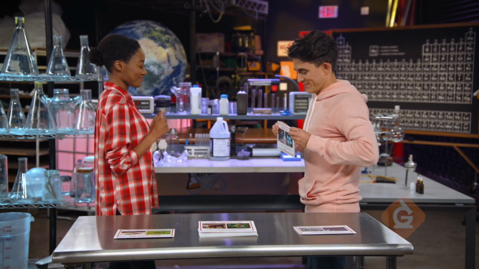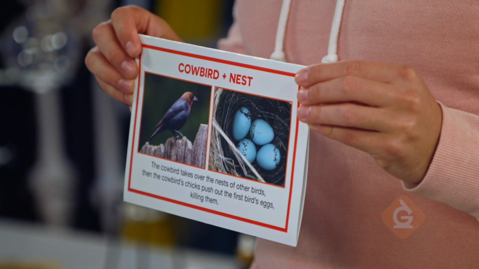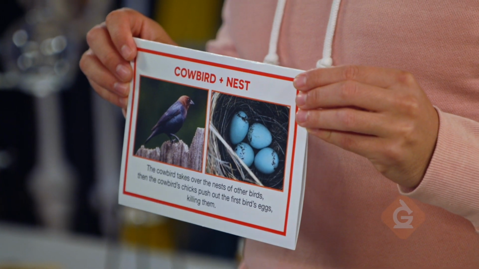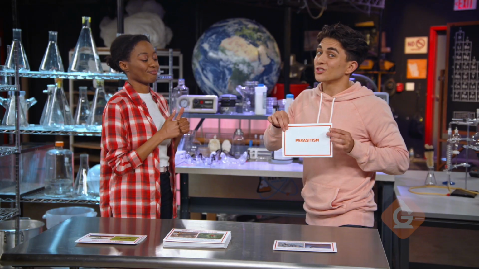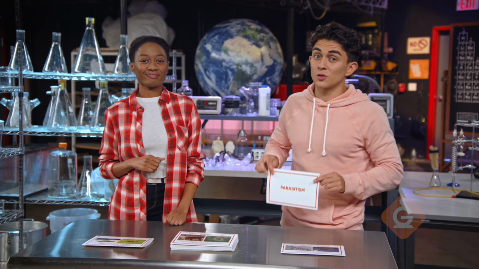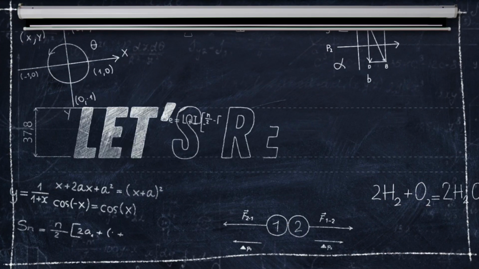Cool. The cowbird takes over the nest of other birds. Then the cowbird's chicks push out the first bird's eggs, killing them. It sounds like the host bird is seriously harmed, so parasitism. You got it. So that's how you play. You can start with these cards provided and then create your own. Try it yourself. Thanks, Adam.